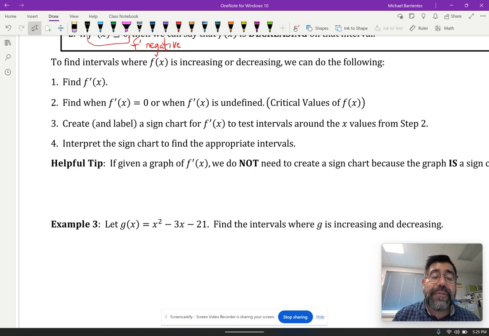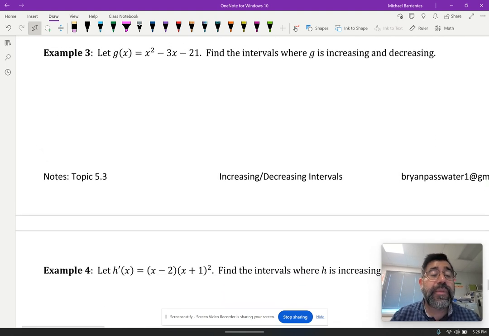If we're given a graph of f prime, then we don't need to create the sign chart because we already have the derivative right in front of us. So we don't need to create a sign chart. I usually do anyway, but you'll get into that idea to see if it's helpful for you. Okay, so let's start.